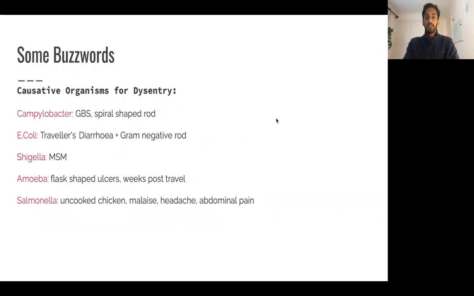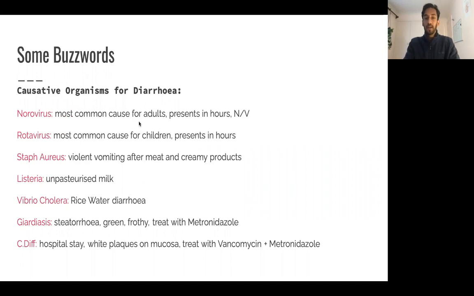The best way to differentiate between actual pathogens is really buzzwords. Unfortunately, faculty actually likes to ask some of these, so keep an eye out for them, because they'll help you differentiate between the actual types of bugs once you've diagnosed a gastroenteritis, which is the easy part.